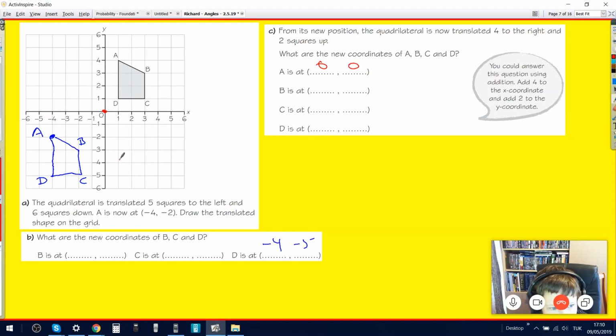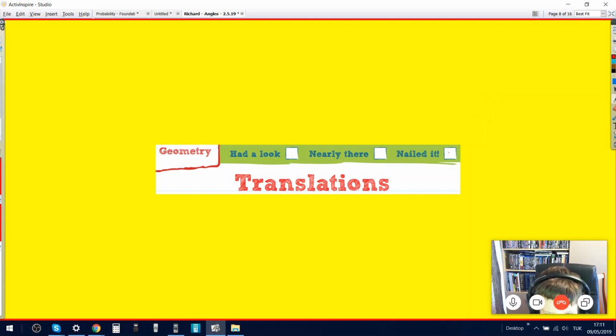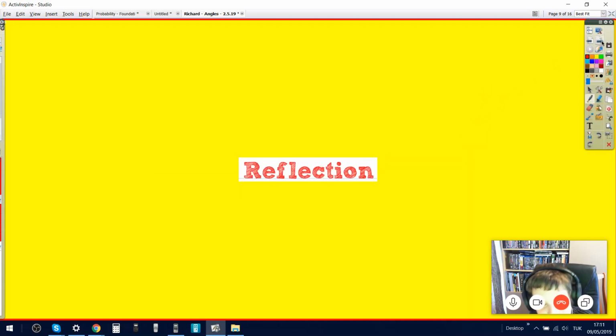Yeah. Let's do the coordinates of C. Okay, so 1, 2, 3, 4. I believe C would be at 2, -3. Yeah, that's it. Any questions there? No, I don't have any. Okay, so translations. I'd say they nearly nailed it. Yeah, I think you're good.